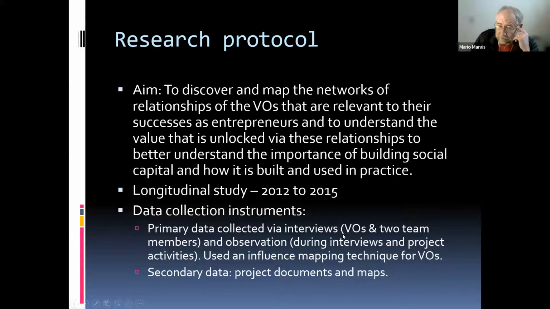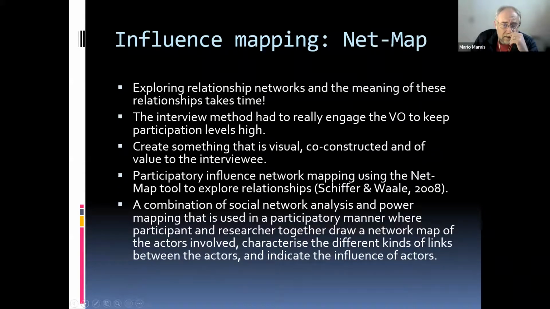So we've got primary data from interviews, observation during interviews and project activities. I used the influence mapping technique, and the secondary data was all the project documents and information about use and usage and so on. Okay, so influence mapping is a technique that developed from work done in the Niger Delta. So I have a picture of it somewhere, but the basic thing is that you make the relationship tangible. I'll show you how I made them tangible. And you explore all the relationships.